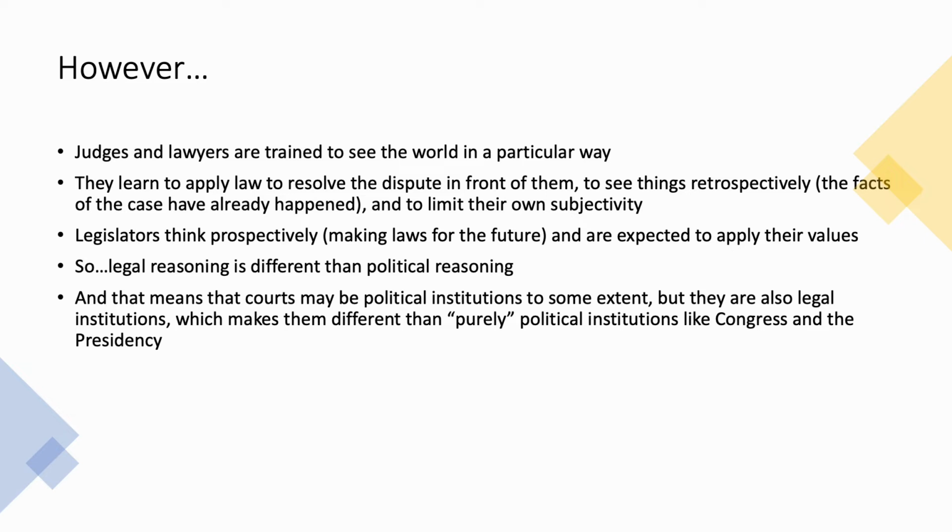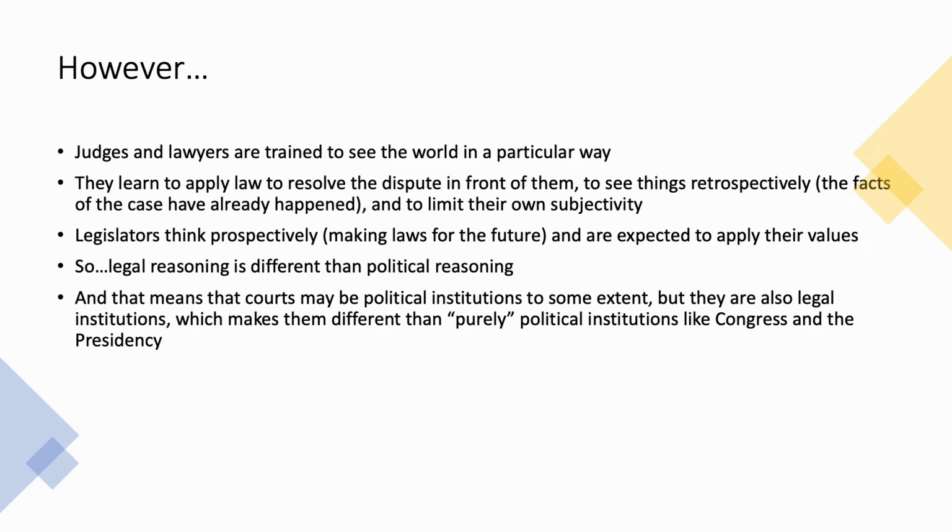They learn to apply the law to resolve disputes that are in front of them, to see things retrospectively. In other words, when lawyers and judges are dealing with a case, it's about things that have already happened. When legislators make laws, they think prospectively. They make laws for the future, you see. Now, also, when lawyers, and particularly judges, are making decisions and making rulings, they are supposed to try. Do they always succeed? No. But they are supposed to try to limit their own subjectivity. They're supposed to try to make a legal decision. Now, legislators never try to do that. Legislators are expected to apply their values. So you see, legal reasoning really is different than political reasoning.